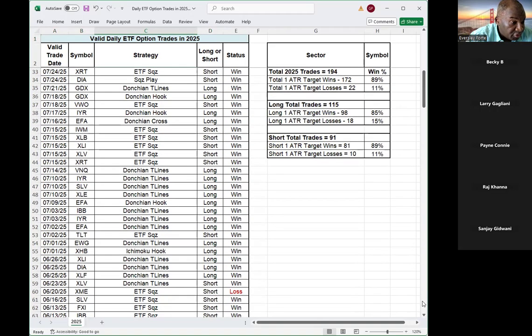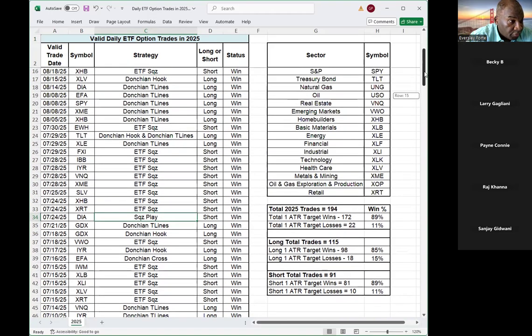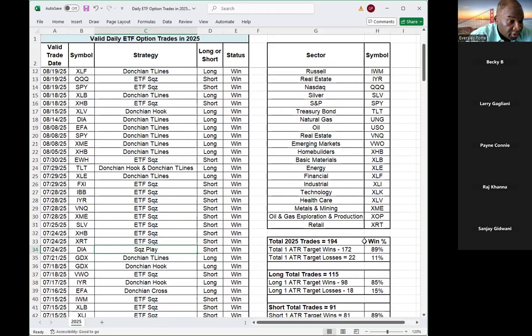6 primary strategies and 2 supplementary strategies, like this one, which is squeeze play. This is just for the Dow, Nasdaq, and S&P. So we have squeeze play long and squeeze play short for the major indices only. The other ETFs are for every sector.